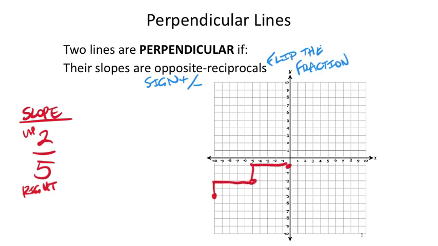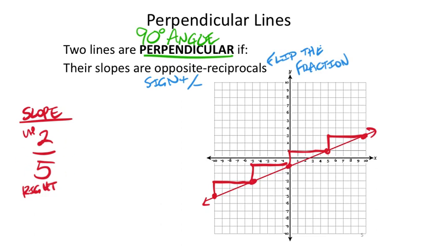Up 2 to the right 5, up 2 to the right 5. So this gives me this line, which I can then put on the graph, something like this. But I need something that's perpendicular to it, right? So perpendicular tells us that it's going to create a 90-degree angle with the line that I put on the graph. Now the 90 degrees, we don't need protractors or anything like that. The slope will do this for us, okay?